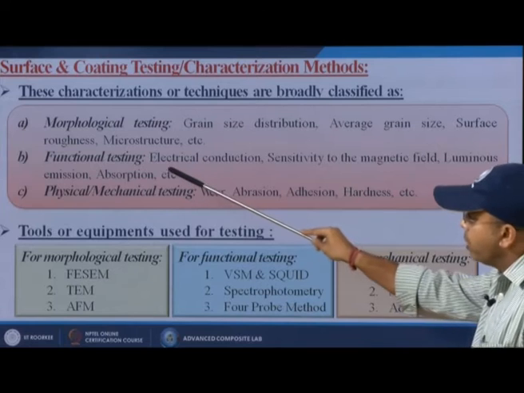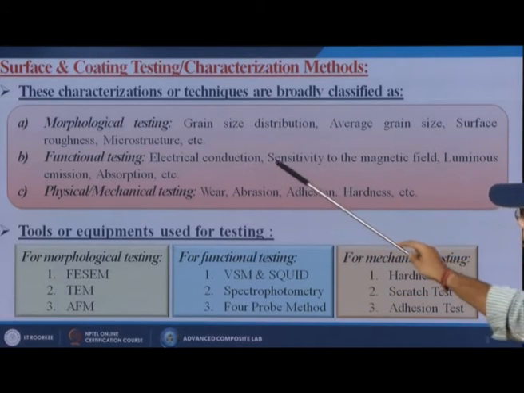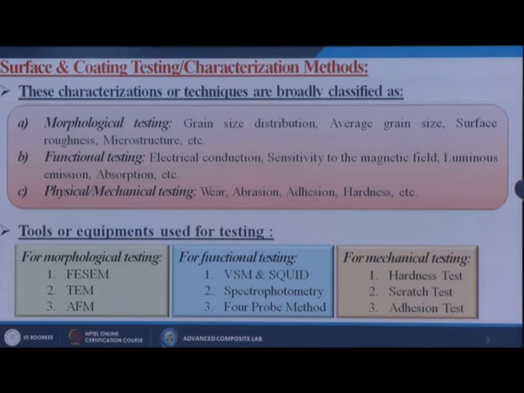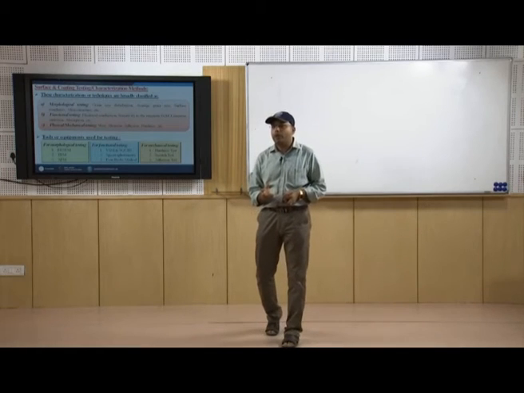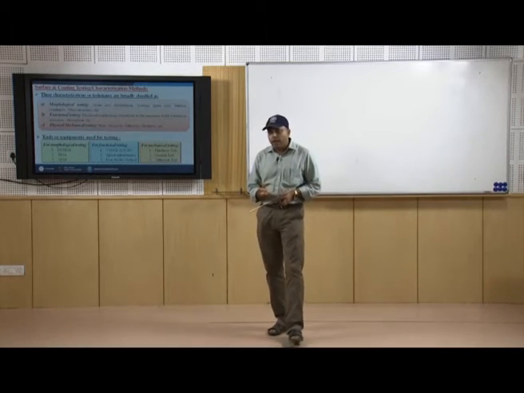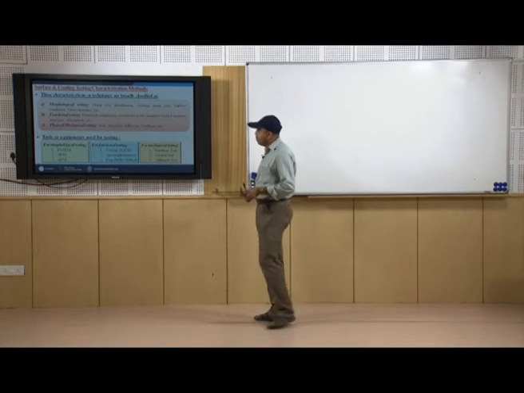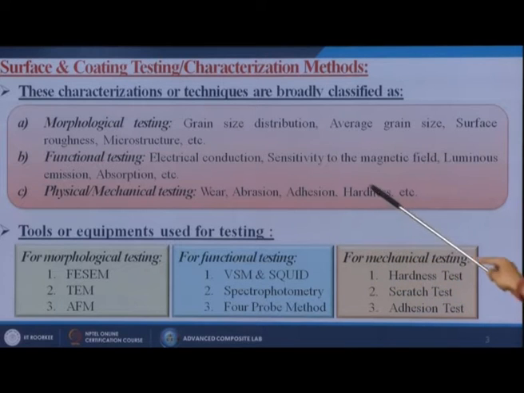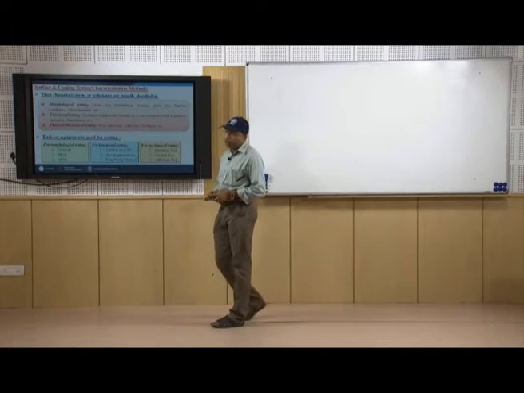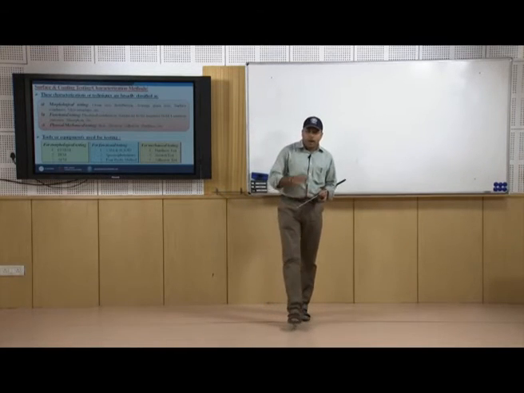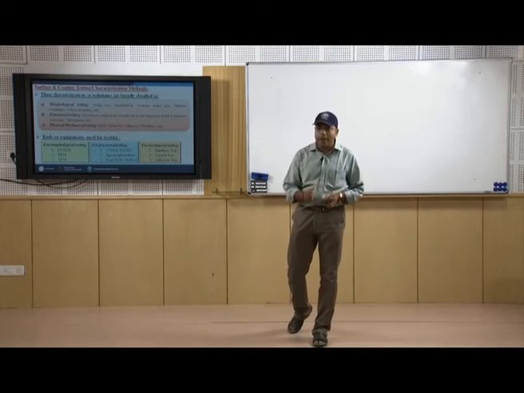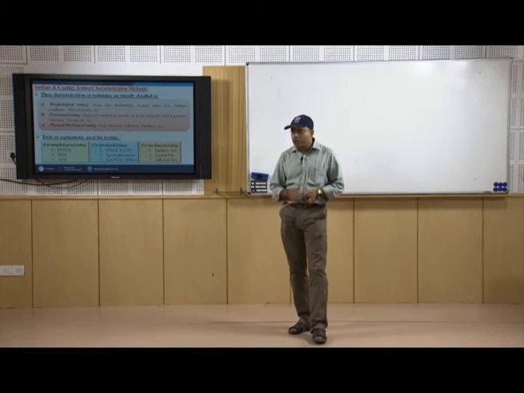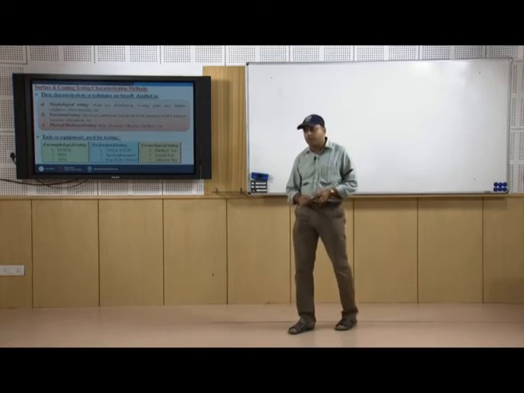When we talk about functional testing, there are electrical conduction, sensitivity to the magnetic field, luminous emission, and adsorption, that means the magnetic and optical properties of that material, which are also essential for its applications. Then there are physical and mechanical tests like wear properties, abrasion properties, adhesion and hardness. These are all mechanical properties which we have to measure, so that our material can sustain a certain impact or a certain load without breaking, or the coating will be proper, with no cracks or pores generated.